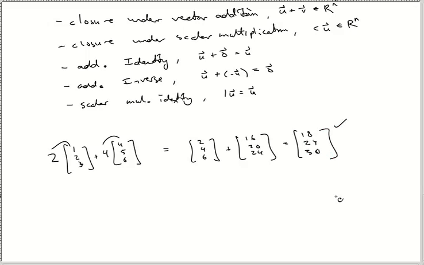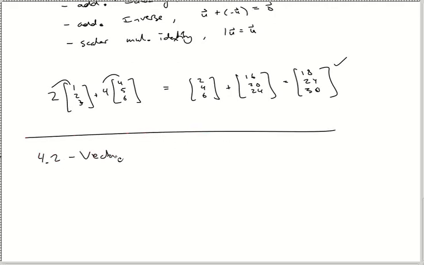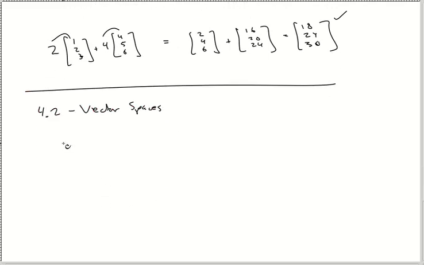Yay! Next section. So that was more just like a review intro to what's going on here. 4.2, vector spaces. So a vector space, there's a lot of words here.